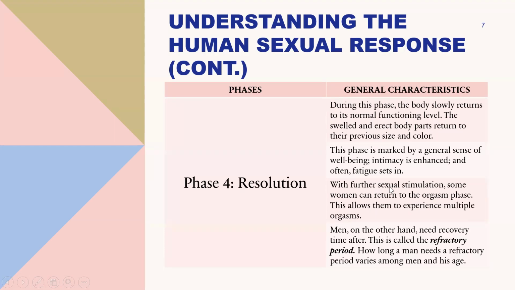So with further sexual stimulation, some women can return to the orgasm phase. This allows them to experience multiple orgasms. That's possible. And men, on the other hand, need recovery time afterward. This is called the refractory period. How long a man needs a refractory period varies among men and with his age.